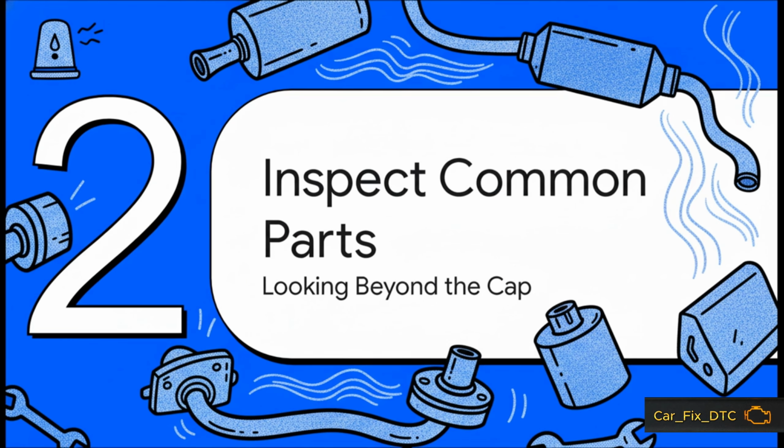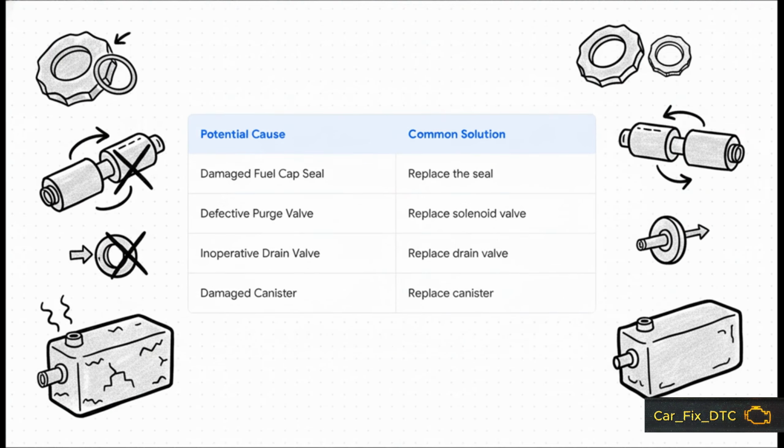Okay, so what if you've checked the cap? It's tight, it's the right brand, but that pesky light is still staring at you. What's next? Well, now we're going to look at a few other common parts in the system that are also pretty easy to inspect. So besides the cap itself, the little rubber seal on it can get old and crack. That's a simple swap. The system also has a couple of important valves, a purge valve and a drain valve, that basically manage the flow of those gas vapors. If one of them gets stuck or fails, boom, you get the code. And finally, there's a charcoal canister that absorbs vapors, which can sometimes get cracked or damaged. These are your next most likely suspects.